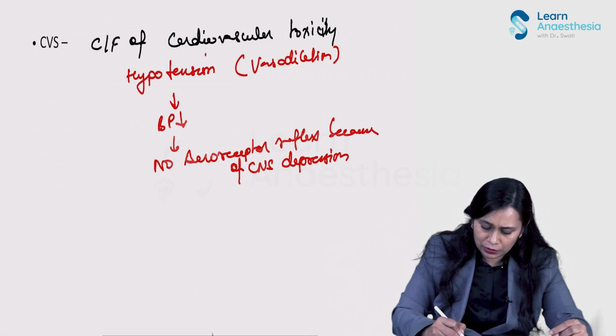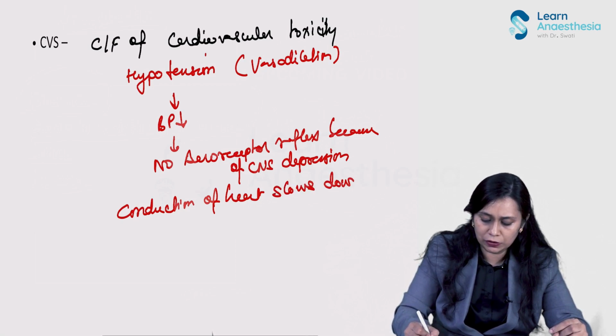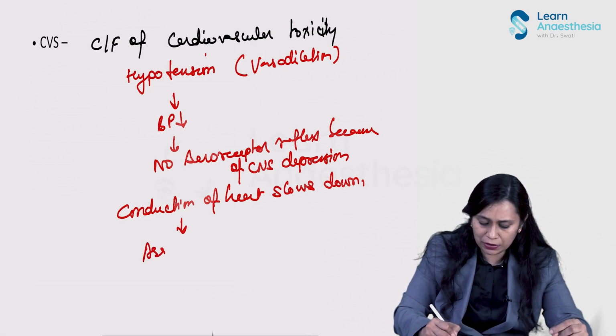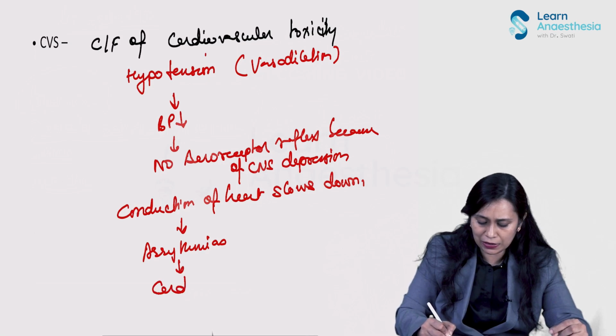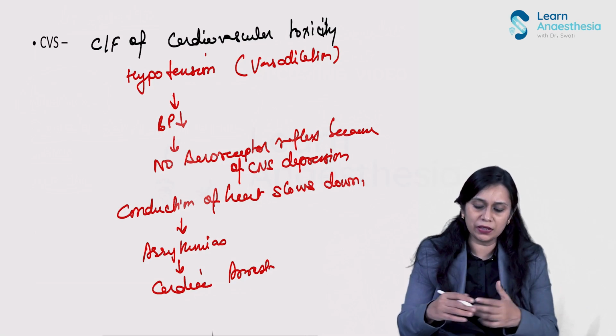So, conduction of heart slows down, right? This can lead to arrhythmias and this can lead to cardiac arrest. Okay. So this is what can happen in cardiovascular toxicity.